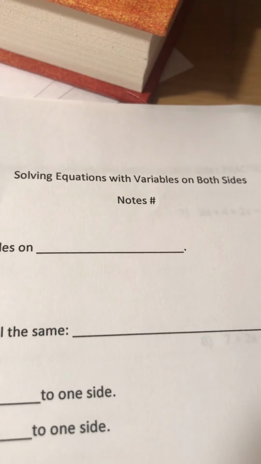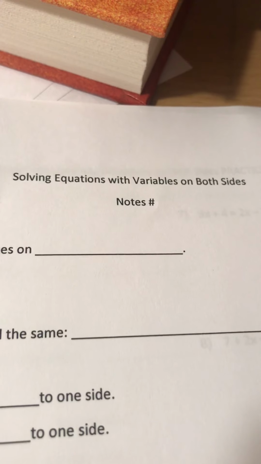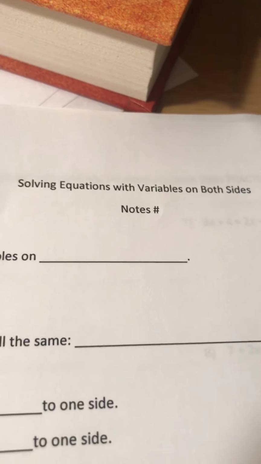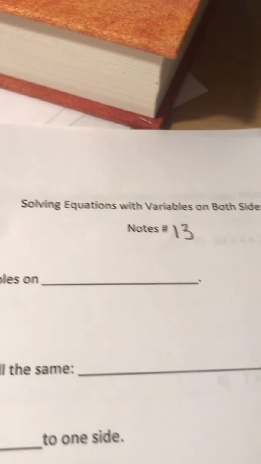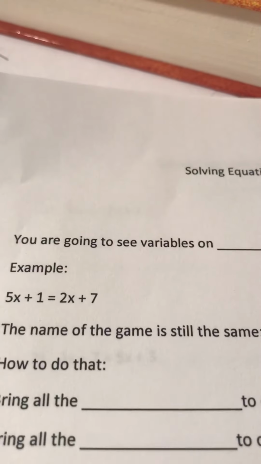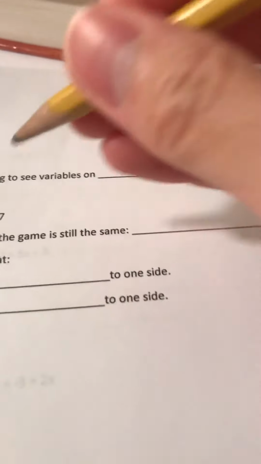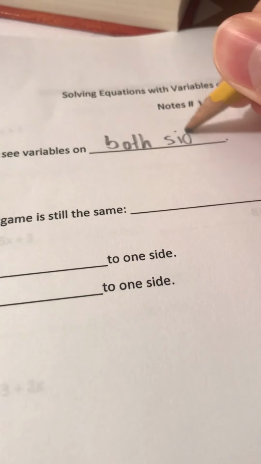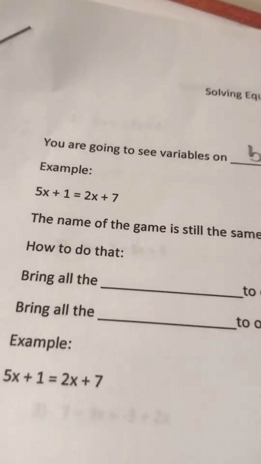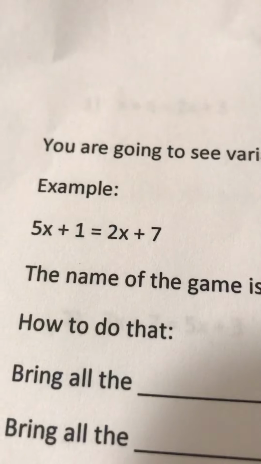Today we're going to learn how to solve equations with variables on both sides. This is notes number 13. So, you are going to see variables on both sides. What I mean by that is that you'll see variables on both sides of the equal sign. As you can see, there's a variable here on the left side, and there's a variable here on the right side.